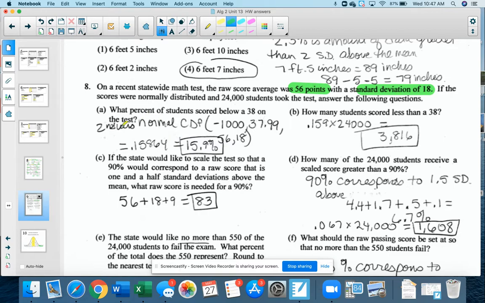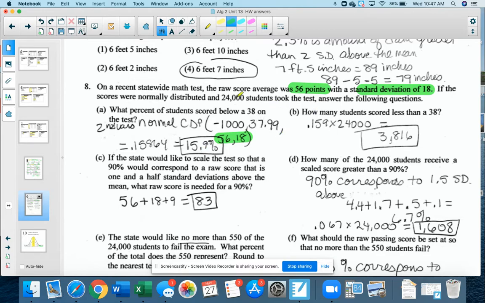So this is my calculator. Second, VARS, normal CDF. My lowest score I don't have, so I just did negative 1,000. I probably could have put in 0 right there; it would not change it. Below a 38, so I did 37.99. My mean is 56, and my standard deviation is 18. All that went into my calculator, and I got 0.15864. So if I move my decimal 2 places, that's 15.9%.